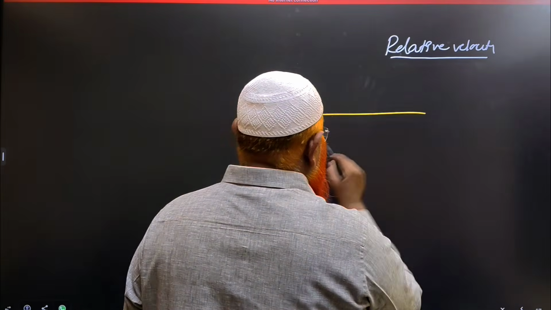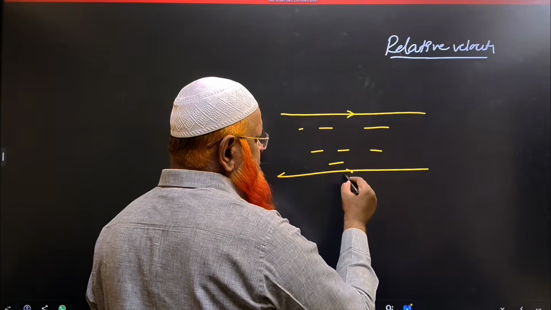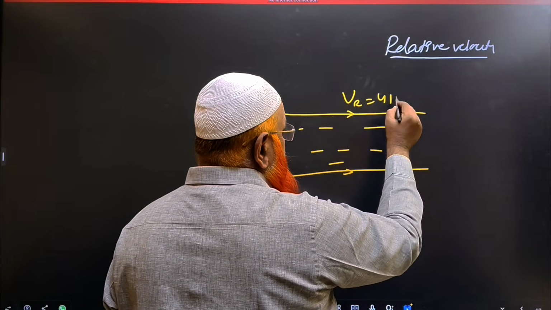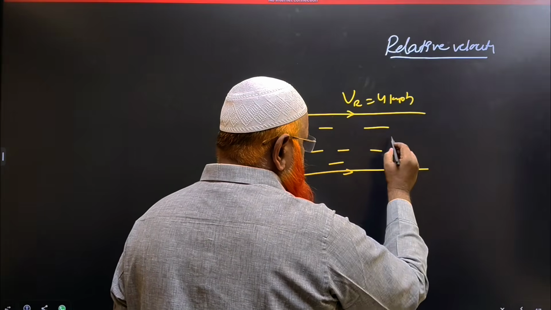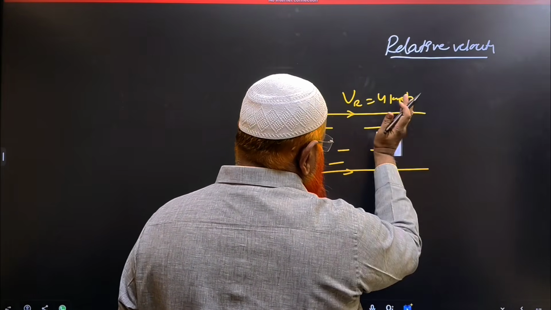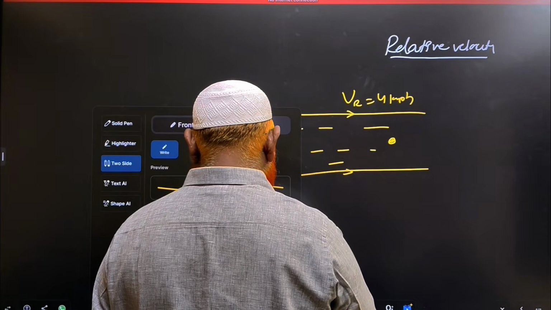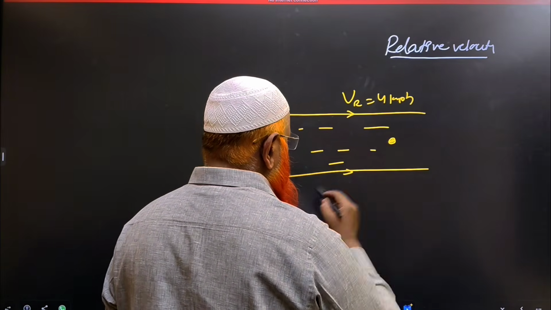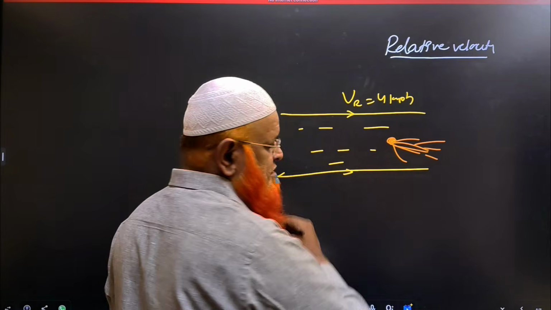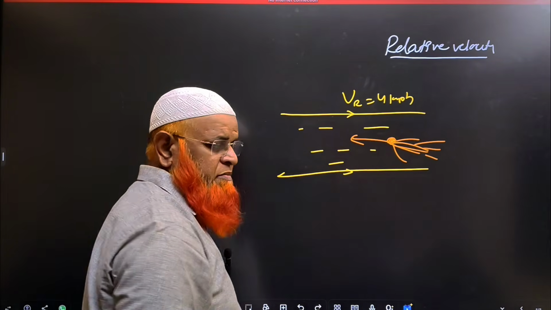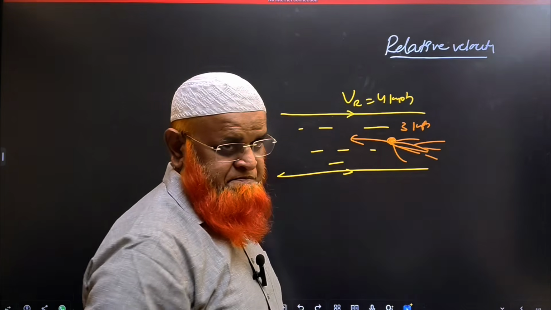You just see here. Let us take this is a river, and river is flowing in this direction. And what is the velocity of the river? 4 kilometers per hour. And you are swimming, so you are here, and you are trying to swim in this direction, and your speed is how much? 3 kilometers per hour only.